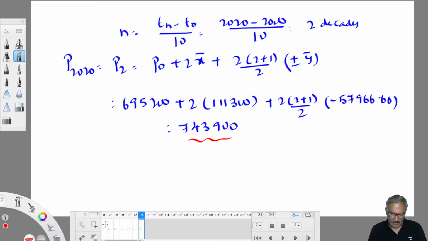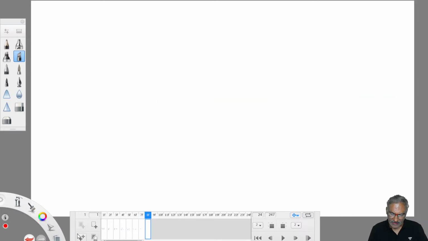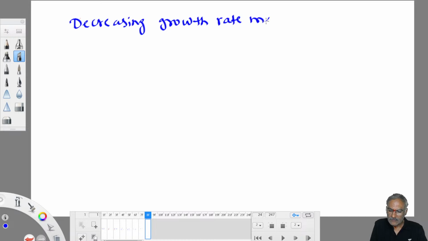Okay. Then the next method is the decreasing growth rate method, or decreasing rate of growth method. Anyway, you can pronounce it. Decreasing growth rate method.